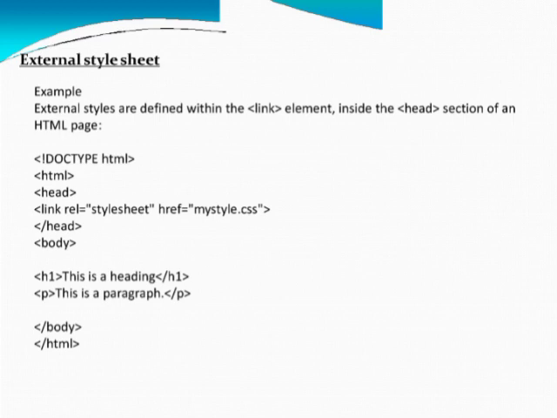External styles are defined with the link element inside the header section of an HTML page. Here rel is an attribute. It specifies the relationship between the current document and the linked document. Then href equals, we mention mystyle.css. This is the file name. Href is an attribute. It specifies the location of the linked document.